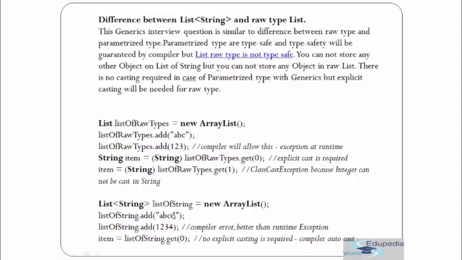But if we talk about a List<String>, then definitely you can add a String. If you try to add an Integer, it will give you a compiler error, which is always better than a runtime error, because with a compiler error you are given a fair chance to fix it. And whenever you need to fetch it, you do not need to explicitly do a cast. So that is a major difference between a raw type and a List<String> type, or even any other object type also.